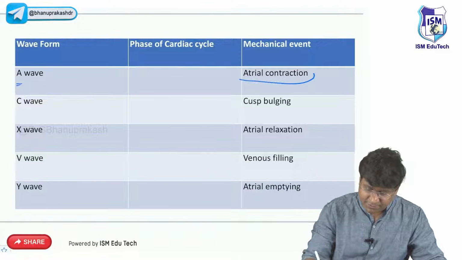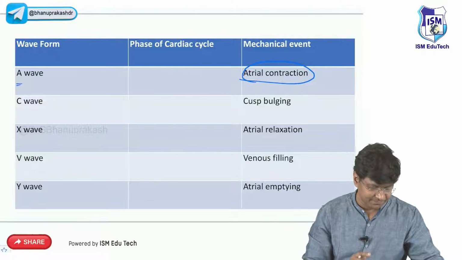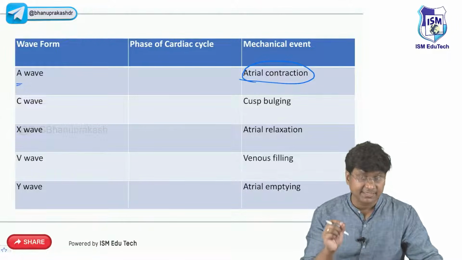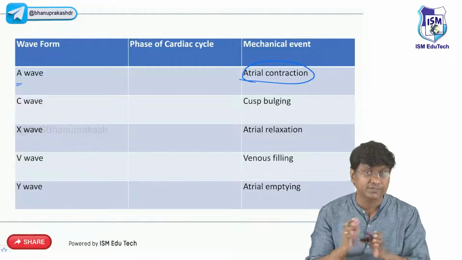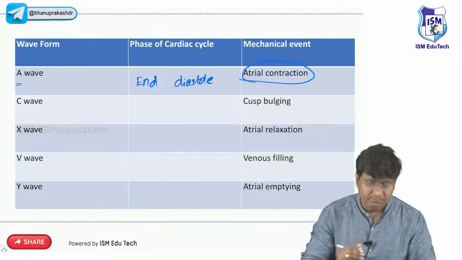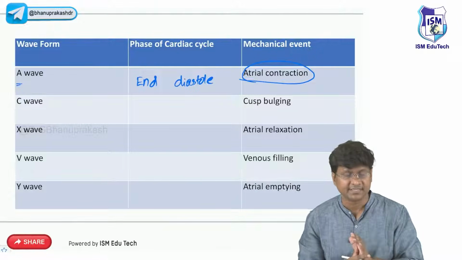A wave, it corresponds to the atrial contraction. And this A wave, it corresponds to which phase of the cardiac cycle? This corresponds to the end diastole. Right? That is nothing but the end diastole.